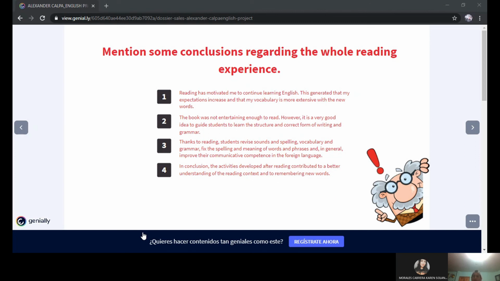And finally, in conclusion, the activities developed after reading contribute to a better understanding of the reading context and the remembering of new words.